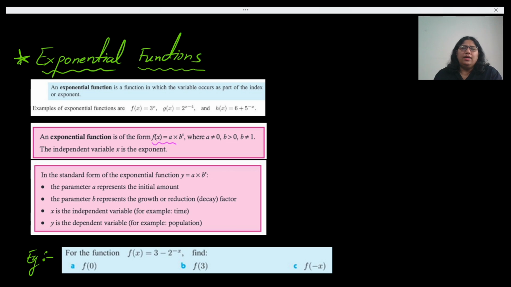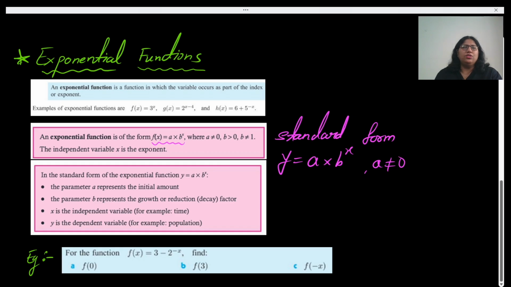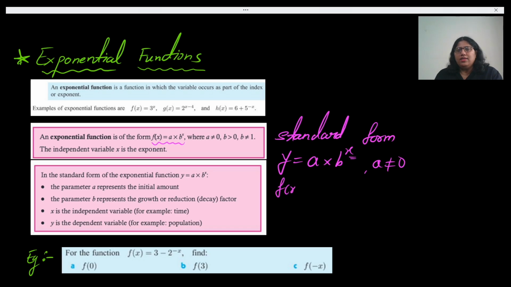So what do we take here? Whenever we take an exponential function, you need to know that the standard form is always y equals a times b to the power x, where a can never be equal to 0, otherwise your whole exponential function will become 0. Because the y value depends on x, you can also write this as f(x) equals a times b to the power x.